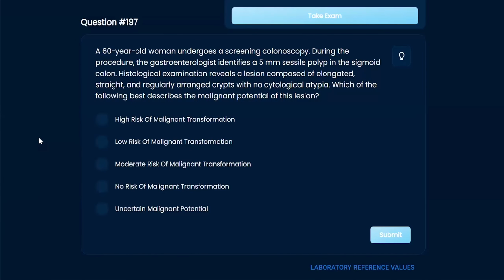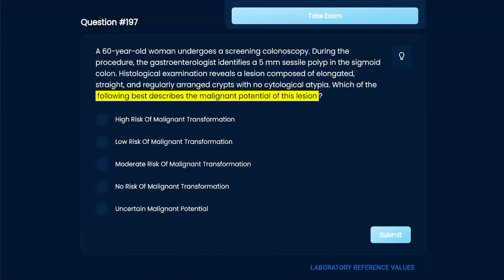All right. Which of the following best describes the malignant potential of this lesion? Looking at the answer choices, we're basically looking at risk of malignant transformation, so we have to figure out what exactly it is first. We have a 60-year-old woman undergoing screening colonoscopy. During the procedure, a gastroenterologist identifies a 5 mm sessile polyp in the sigmoid.